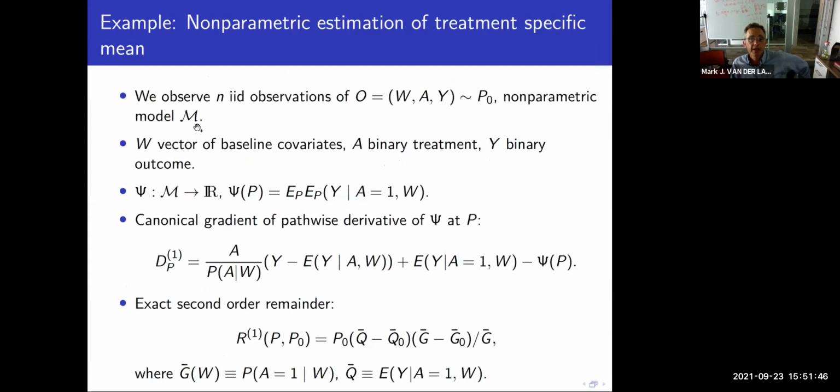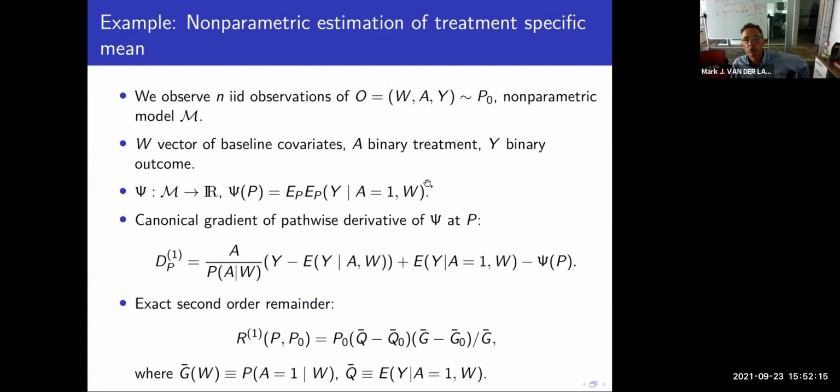So let's do a quick ATE problem. So O is W, A, Y. You have covariates, binary treatment, let's say binary outcome. You have n IID observations. And your parameter is, suppose we want to estimate the mean of Y1, the mean of a counterfactual Y1, what you would have seen if everybody would be treated in your population. And of course, you might care about the mean of Y1 minus mean of Y0, but it's all the same. So I'm just focusing here on one of them, which is the mean of Y1.